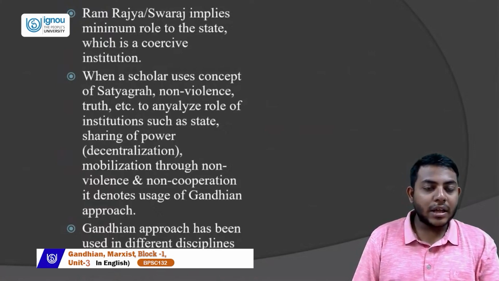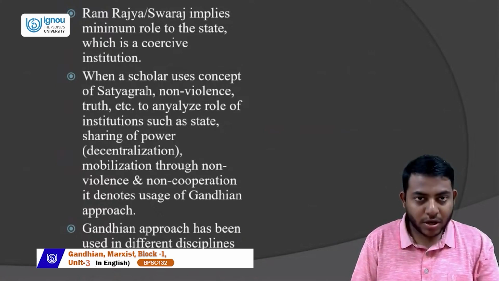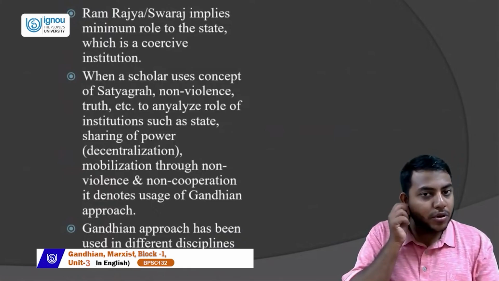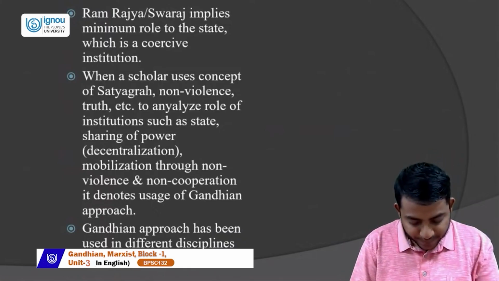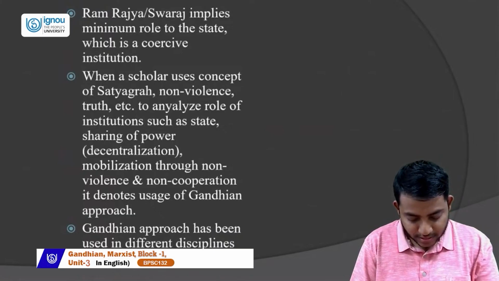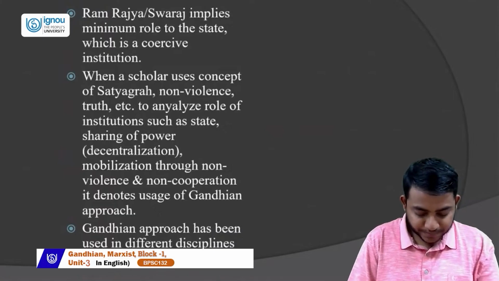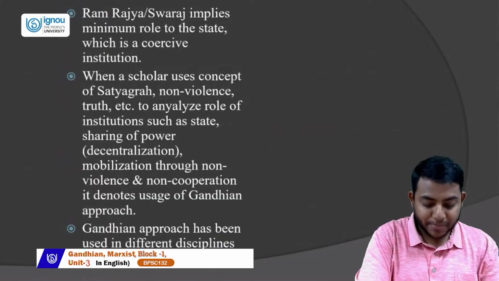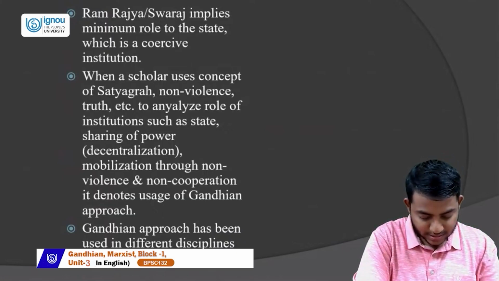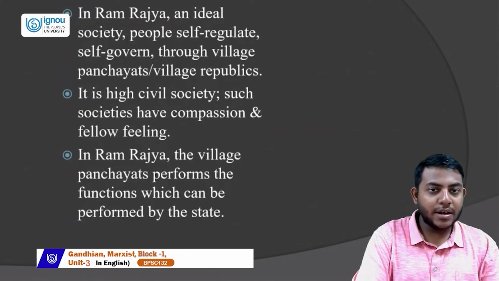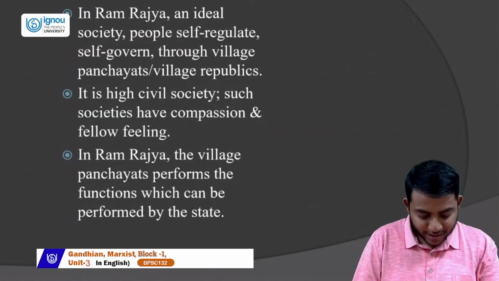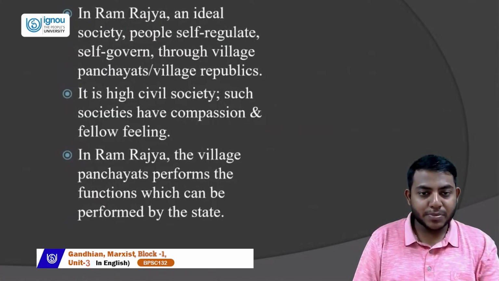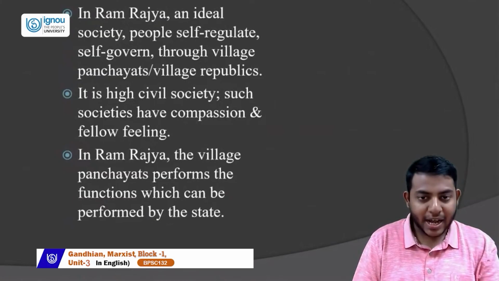So, according to the concept of Ram Rajya or Swaraj, it implies minimum role to the state, which is viewed as a coercive institution. The Gandhian approach has been used in different disciplines in social science. And in Ram Rajya, an ideal society, people self-regulate through village panchayats, village republics. So this kind of Ram Rajya is basically high civil society.